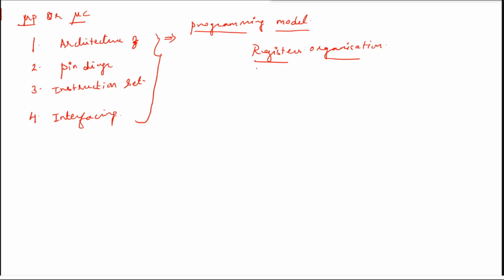What is a register? It will be a collection of flip-flops. Obviously, it is going to be a collection of flip-flops. So if it is going to be 32-bit, obviously it's 32 flip-flops. So when you take it as an architecture, it is all about a programming model. The programming model, in turn, is about the register organization. I hope you know this, isn't it? Yes or no?